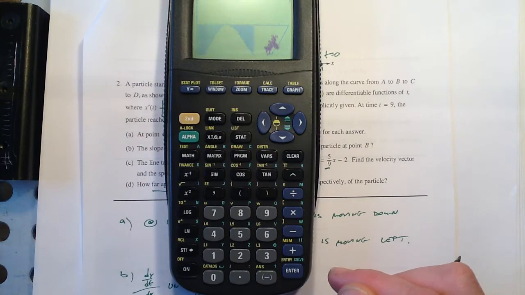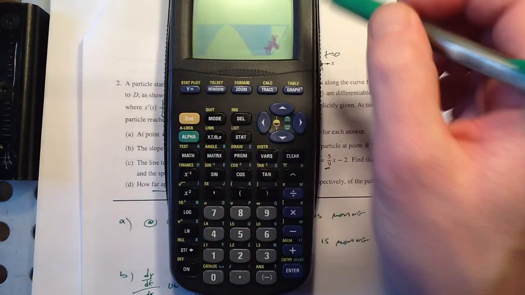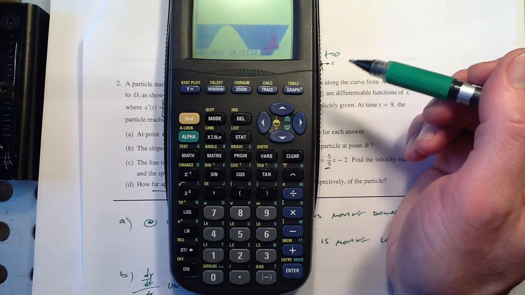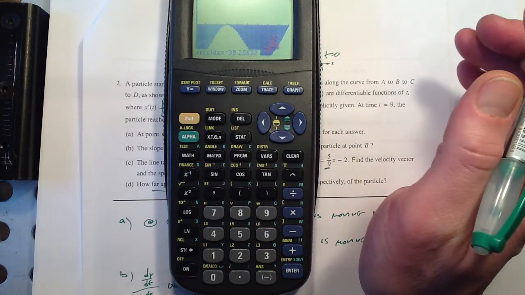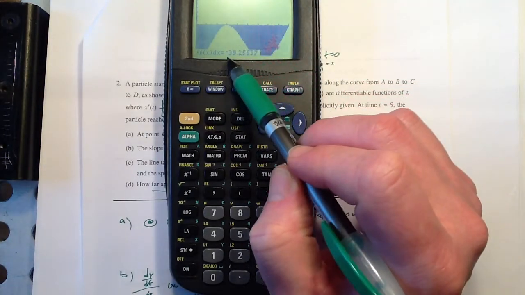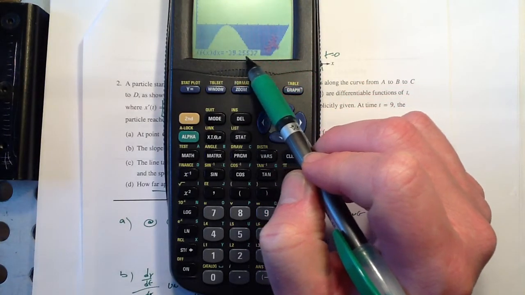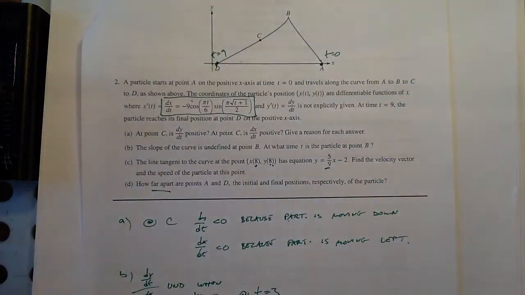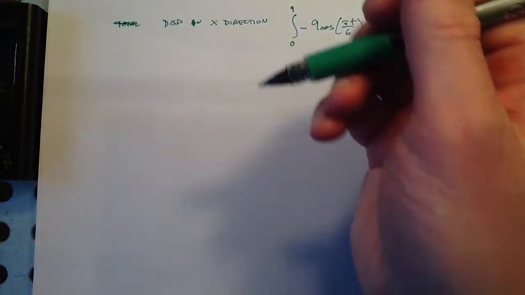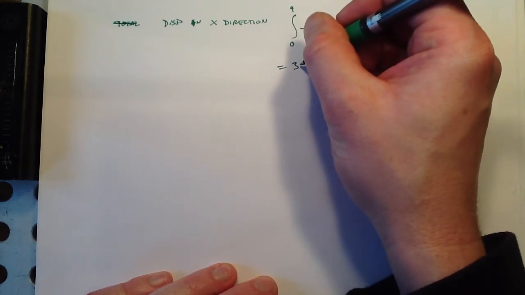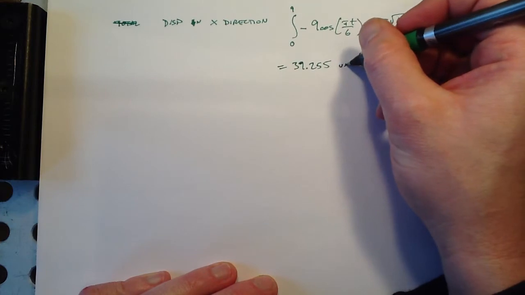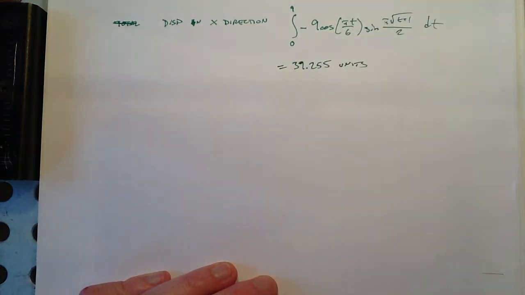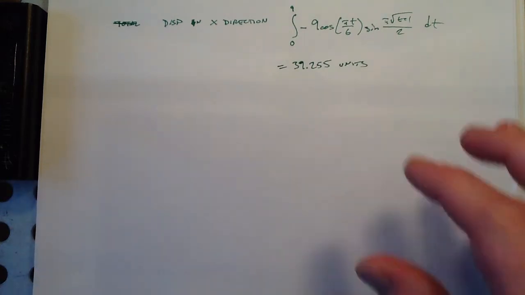If you had done total distance traveled, you would get the positive version of this. But in fact, if there were any loops back and forth, since we only want to know how far apart those points are, we really did want displacement. So it looks like they are 39.255 units apart. You don't have to write that. That's how far apart they are. All right, that was a little faster than the other ones.